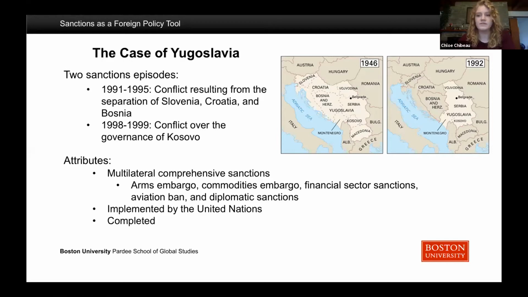The second round of sanctions was implemented in response to the conflict between Kosovo Serbs and Kosovo Albanians over the governance of Kosovo. These rounds of sanctions were multilateral and comprehensive, including an arms embargo, a commodities embargo, and diplomatic sanctions. They were implemented by the United Nations, making adherence legally binding for all UN members.